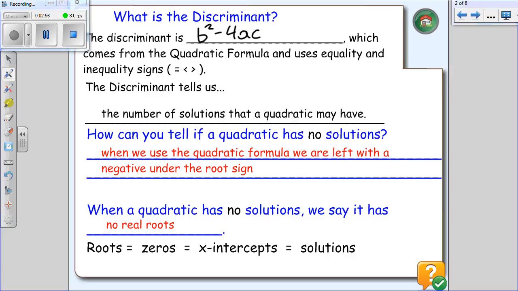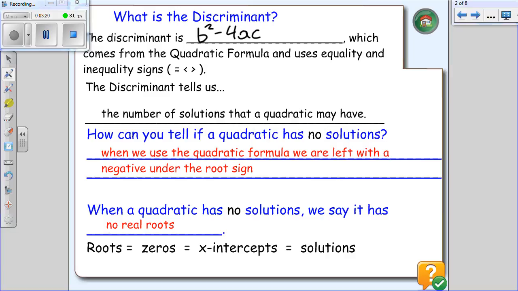And solutions are x-intercepts. Correct? So if we graphed it, it would be x-intercept. Exactly. 2 solutions mean you have 2 x-intercepts. 1 solution means 1 x-intercept. The discriminant tells you how many answers there will be. It doesn't tell you the answer.